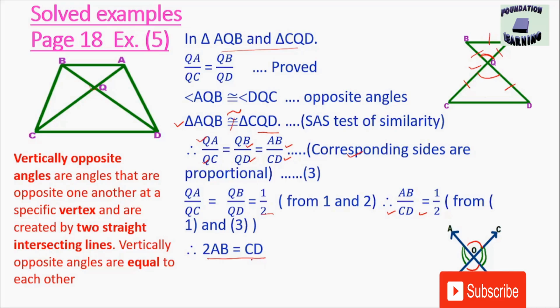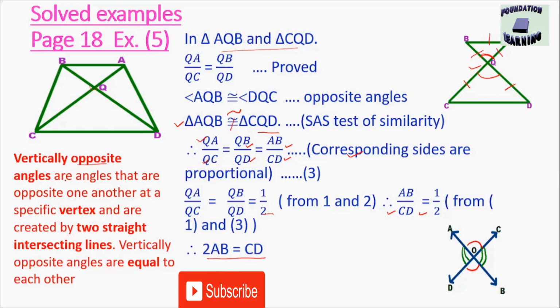Just read this: what are vertically opposite angles? Vertically opposite angles are angles that are opposite one another at a specific vertex and are created by two straight intersecting lines. Here is the figure, and vertically opposite angles are equal to each other. Using this, we got angle AQB congruent to angle DQC. So we have proved 2AB is equal to CD.